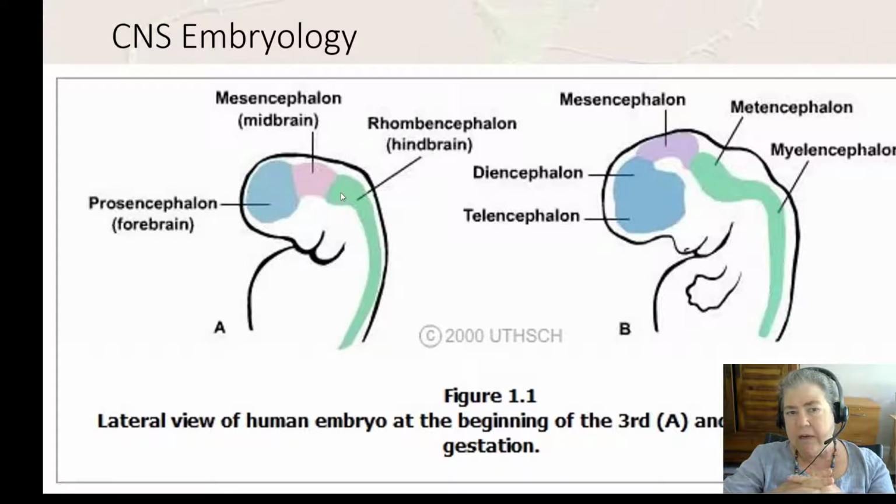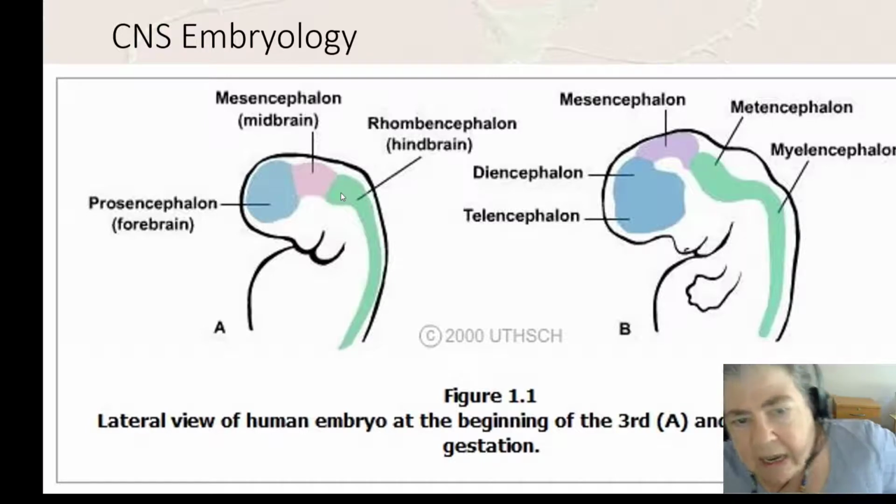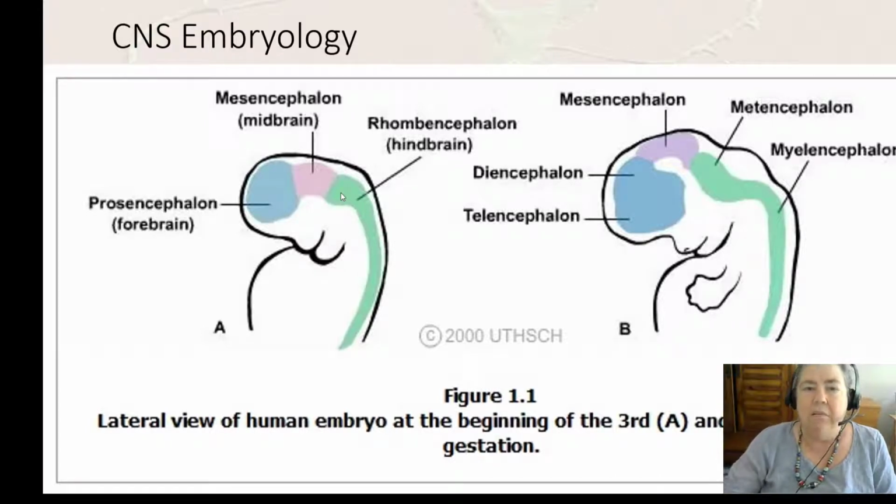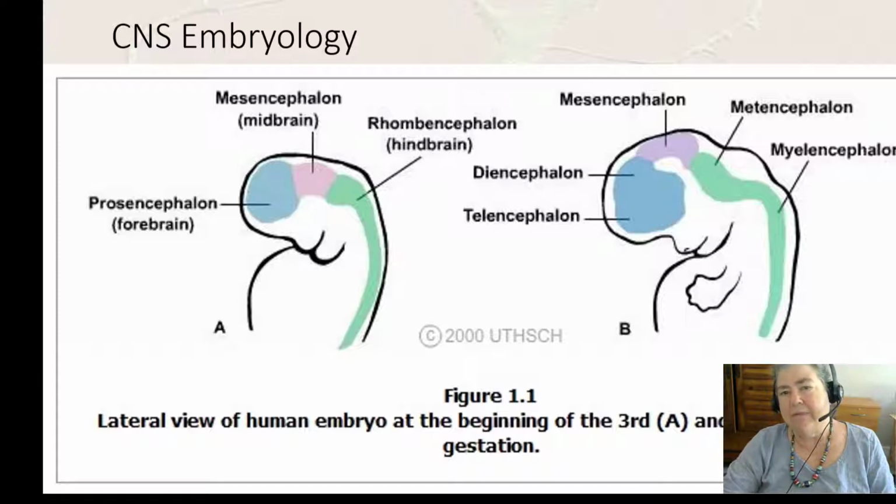The diencephalon becomes structures that are internal to the cerebral hemispheres and related to the thalamus. The mesencephalon, or midbrain, does not further divide, and then the hindbrain divides into the metencephalon and the myelencephalon, which become parts of the brain stem and the spinal cord.